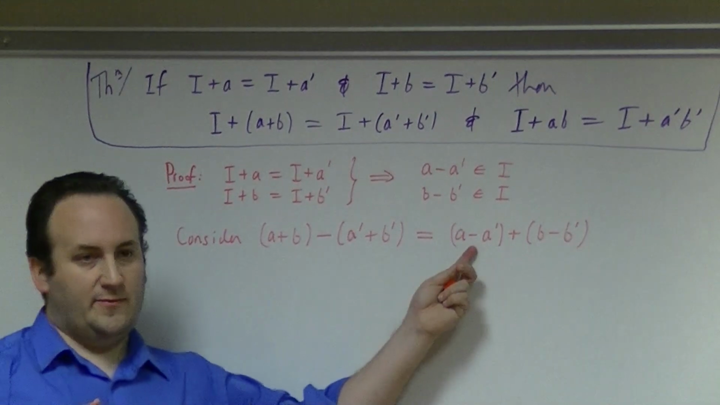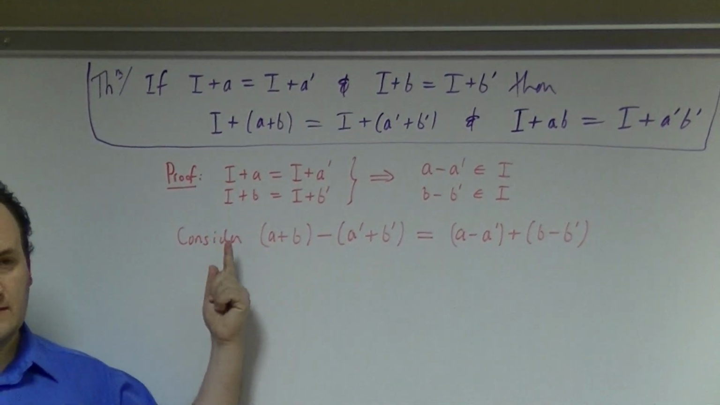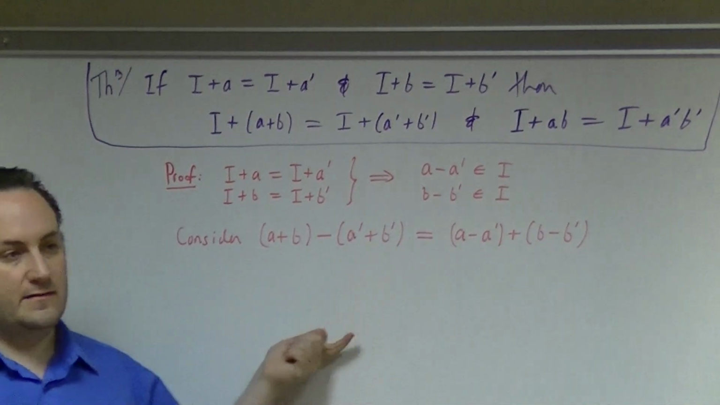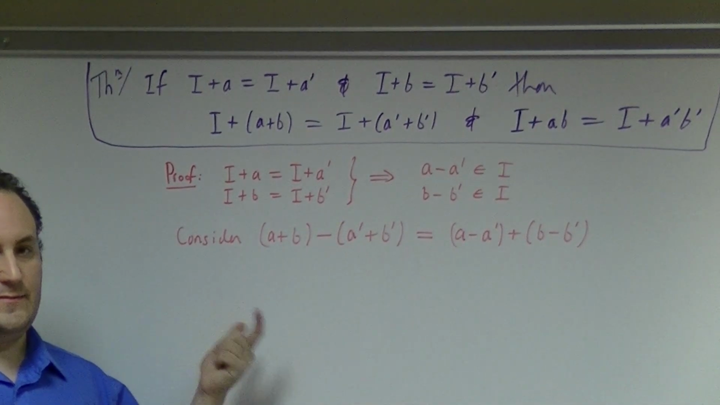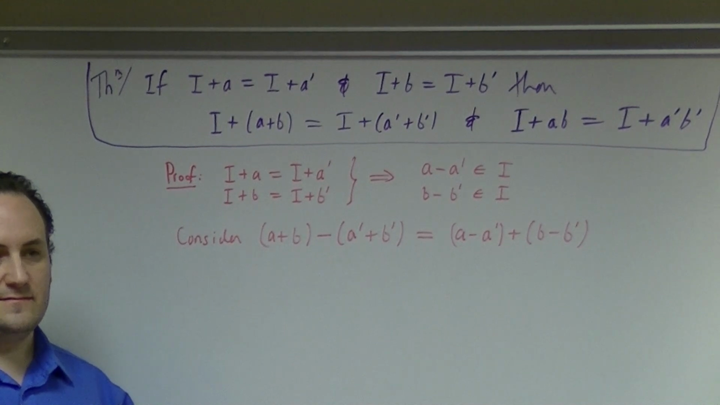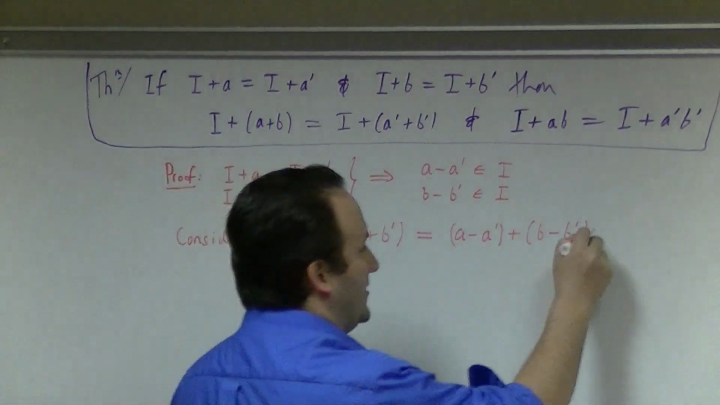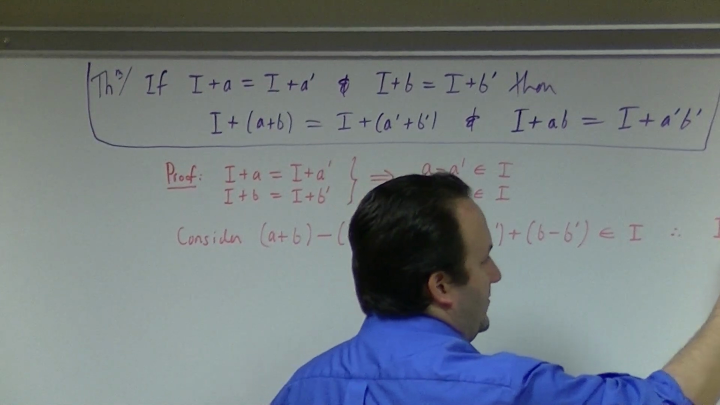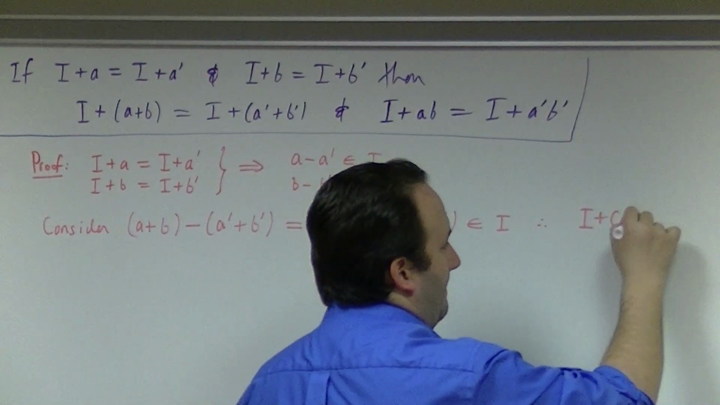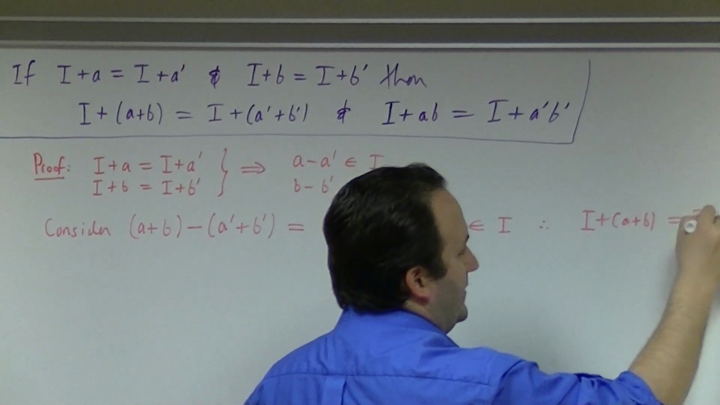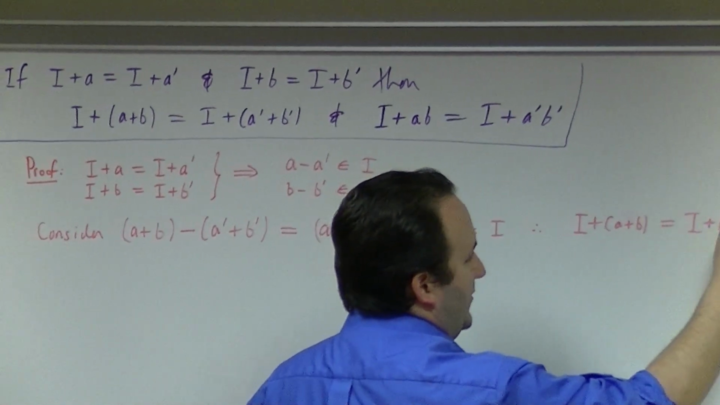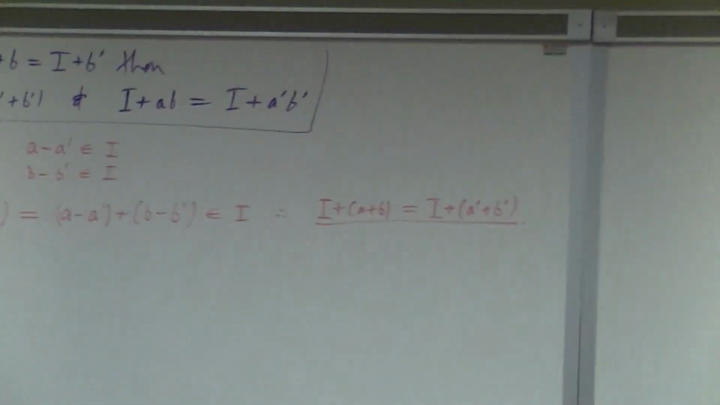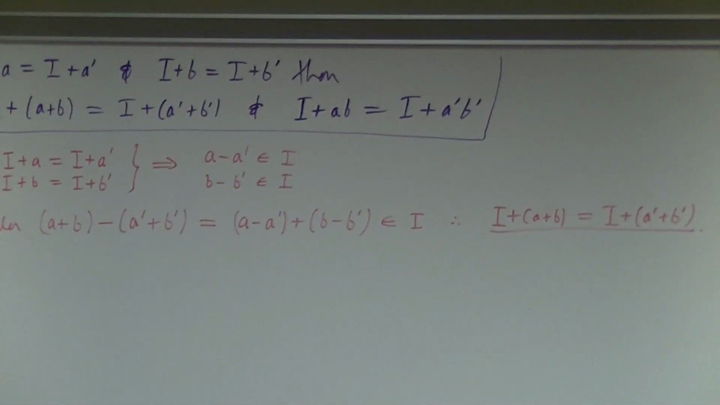But A minus A prime is an element of I, and B minus B prime is an element of I. And the sum of things in an ideal, by definition, is what? In an ideal again. So this is an element of I. Therefore, I plus A plus B is equal to I plus A prime plus B prime. In other words, we can define addition by adding representatives without ambiguity.